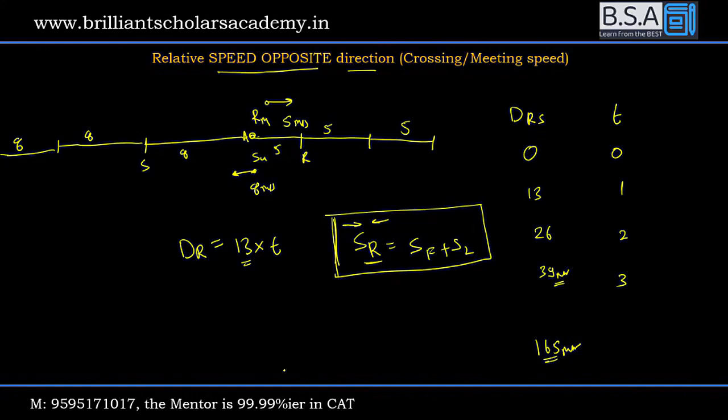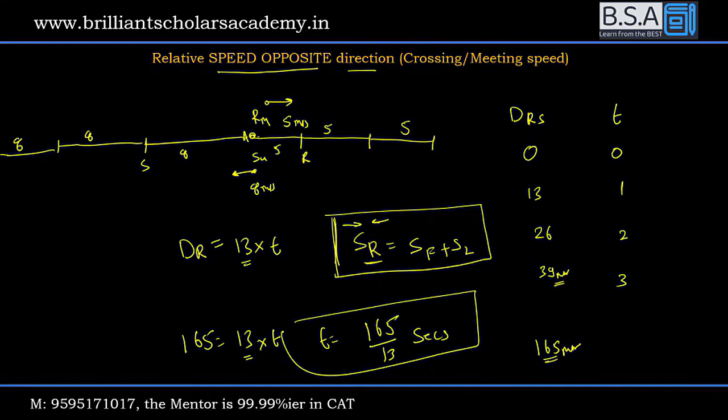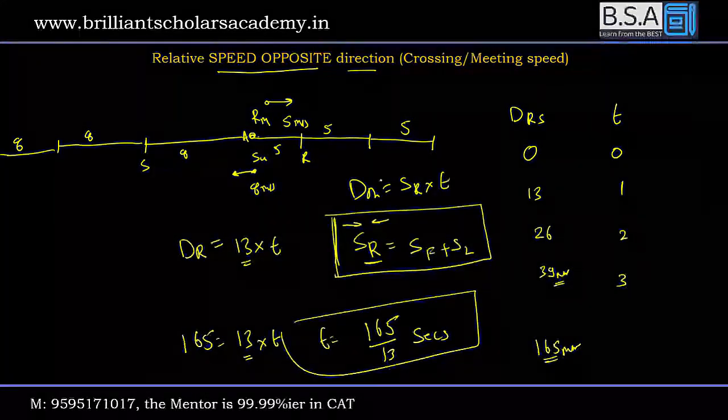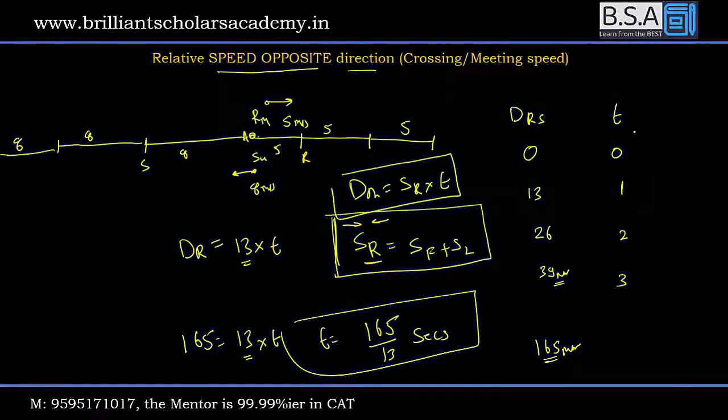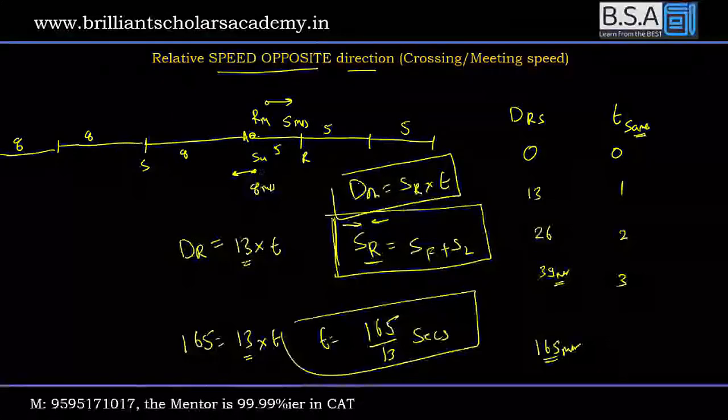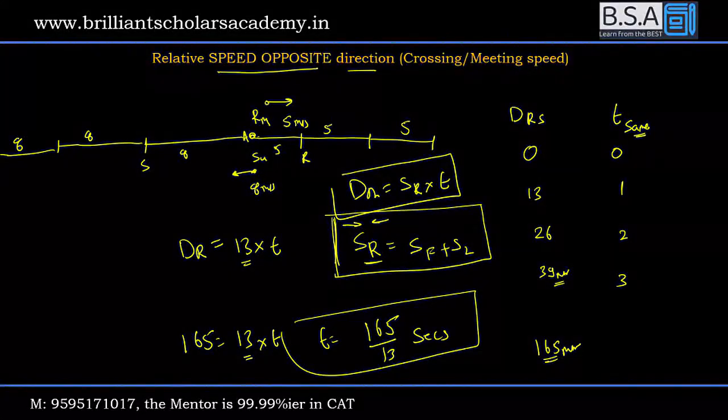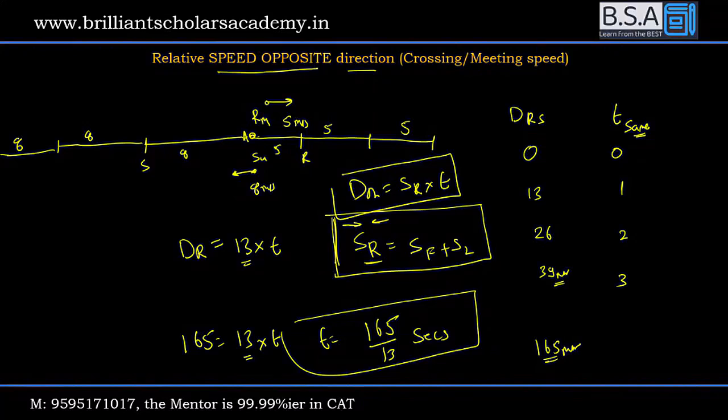So when will this gap happen? You want the gap to be 165. They are moving apart by 13. The time t will be 165 by 13 seconds. Simple, simple. What is the concept? Relative distance is equal to relative speed into time. Time cannot be relative. Time must be the same. Keep that in mind. The time must be the same for both individuals. Time can never be relative.